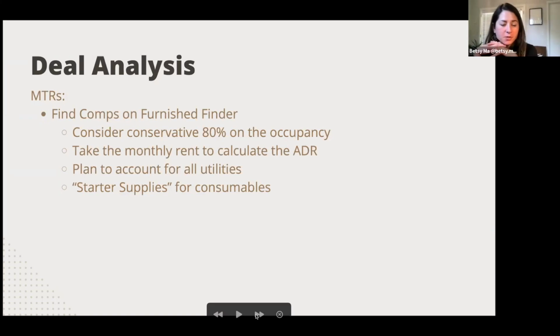You want to account for, usually with midterm rentals, if they're furnished, if these are travel professionals, if they're not staying for more than 6 to 9 months, you're going to want to account for all utilities, because switching utilities for anything under a year is just not easy. You want to just build it all in as a bundle, as well as starter supplies for consumables.